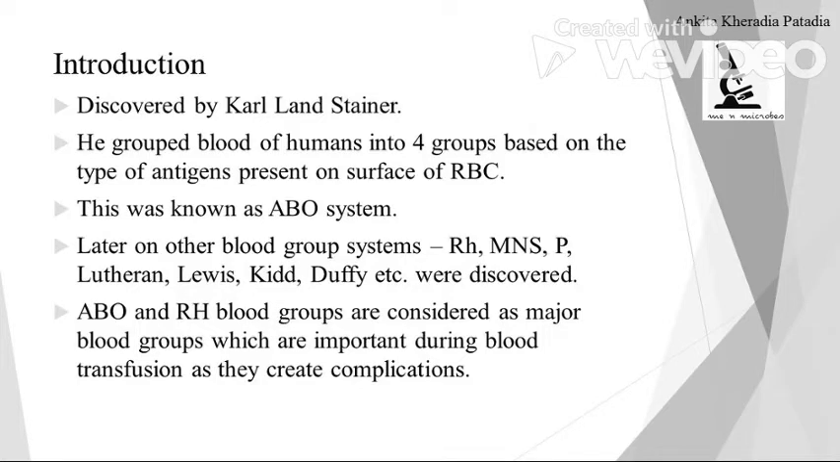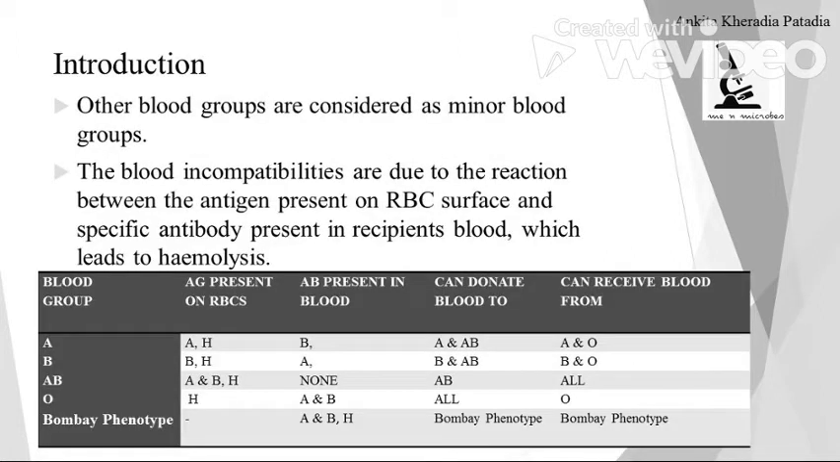Later on, other blood group systems also developed like RH, MNS, P, Lutheran, Lewis, Kidd, Duffy, etc. But ABO and RH blood groups are considered major blood groups, which are important during blood transfusion as they create complications during the transfusion of the blood. Other blood groups are also considered, but they are minor blood groups. The blood incompatibilities are due to the reaction between the antigen present on the RBC and the antibody present in the recipient's blood, which will lead to hemolysis.